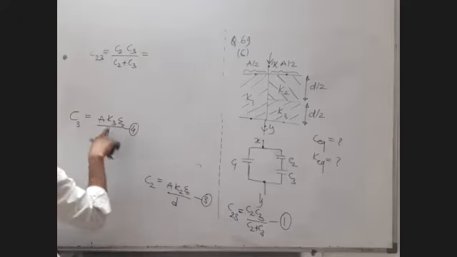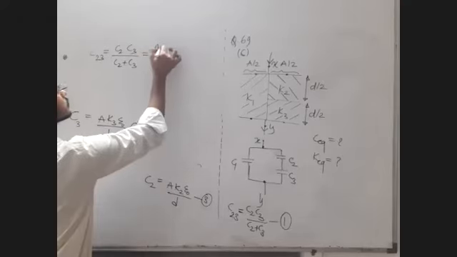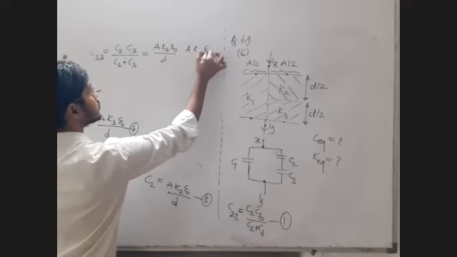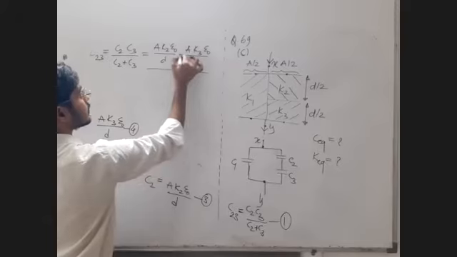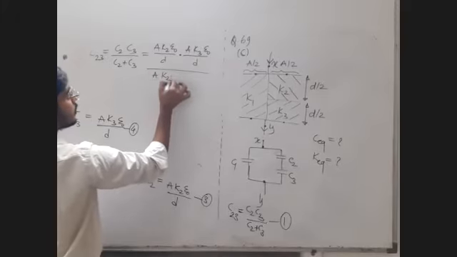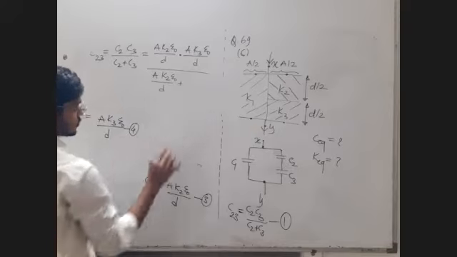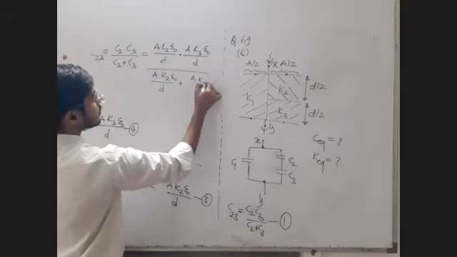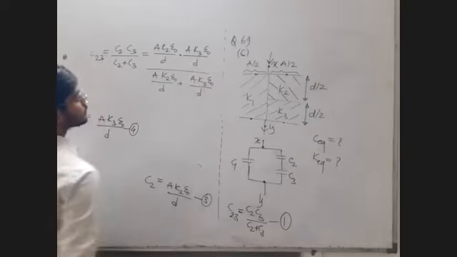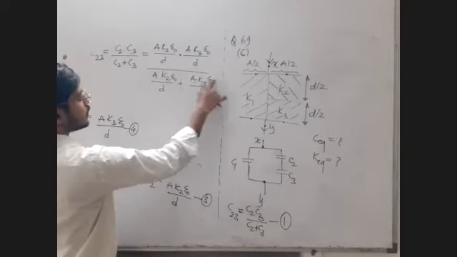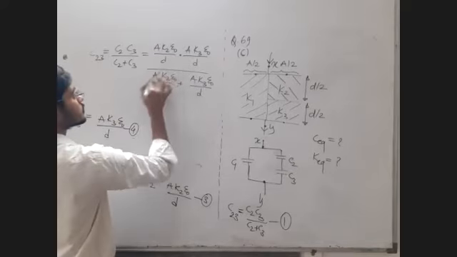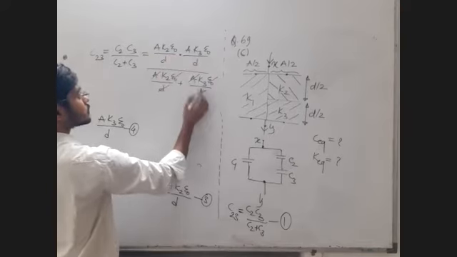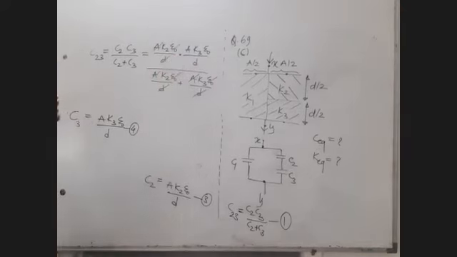What is C2? A K2 epsilon 0 upon D multiplied by A K3 epsilon 0 upon D, divided by A K2 epsilon 0 upon D plus A K3 epsilon 0 upon D. A epsilon 0 upon D is common in the denominator and cancels with the numerator. This will remain as it is.